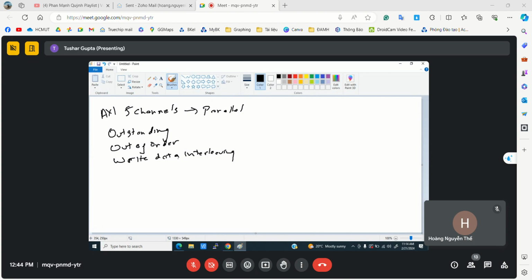Okay, so these are the major topics that we need to cover: what is an outstanding transaction, what are out of order responses, what is data interleaving, how the five channels are working in parallel, and what the different signals are. All of these things we will go through in AXI.